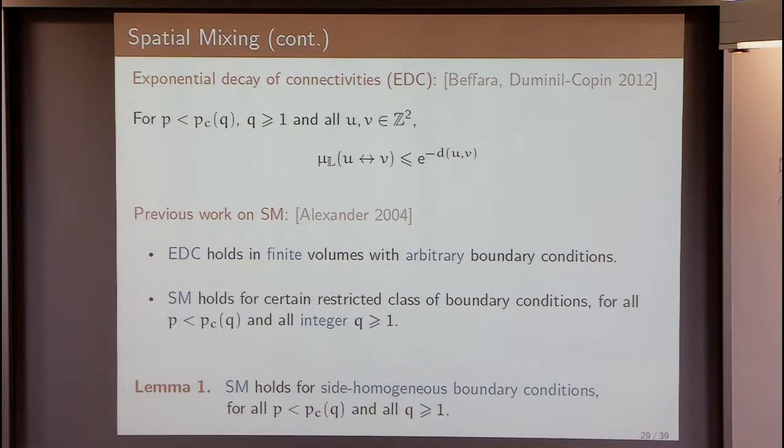What we're able to do first is to use this machinery developed by Alexander here to show that spatial mixing holds for size homogeneous boundary conditions for all subcritical values of p and for all q greater or equal than 1.